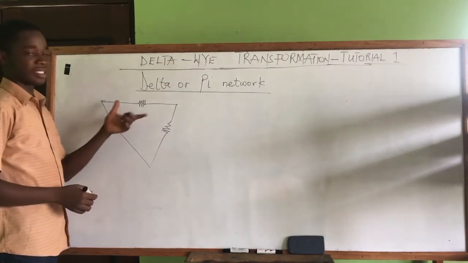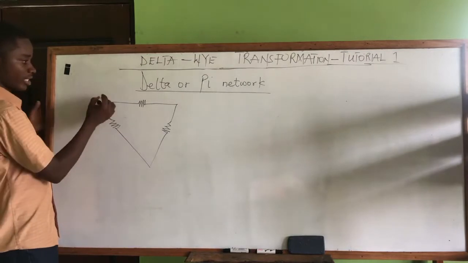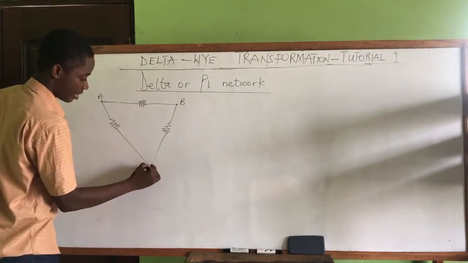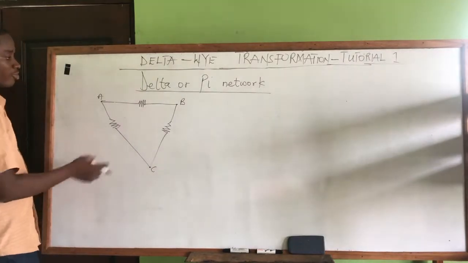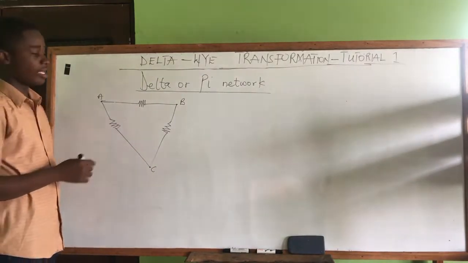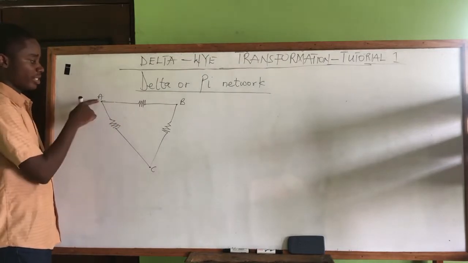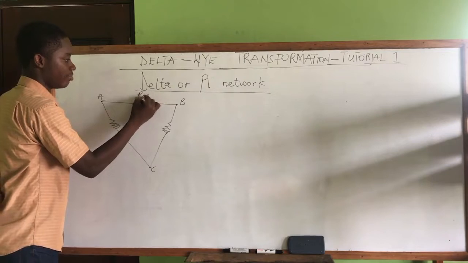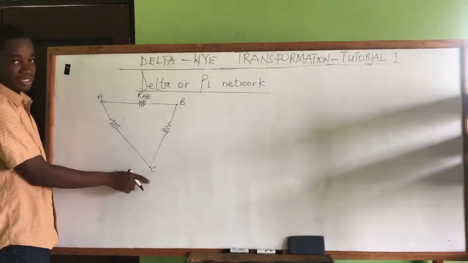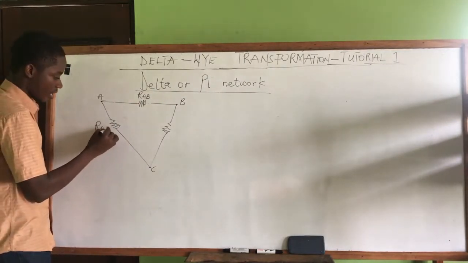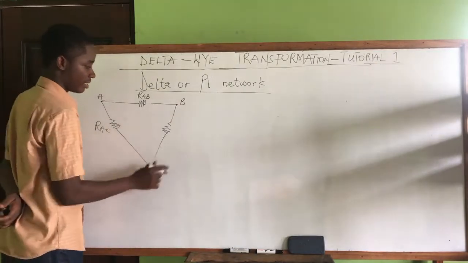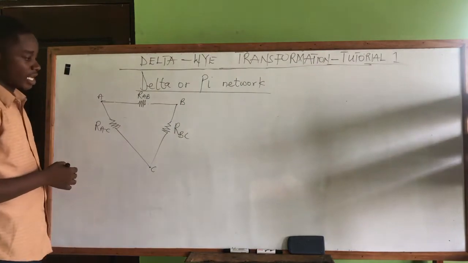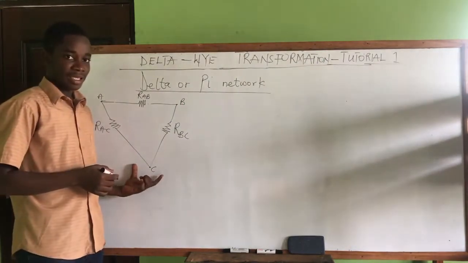So let's name the resistors on the branches. Let's call this point A, point B, and point C. So I'm going to name the resistor values here. Let's say this resistor is between point A and point B, so I want to name it resistor RAB. This resistor is between A and C, so RAC. This one is between B and C, so I have resistor RBC.